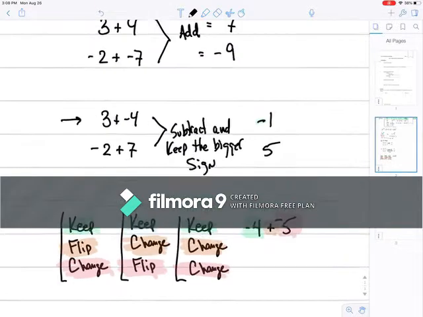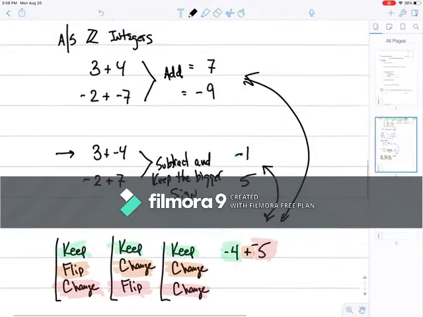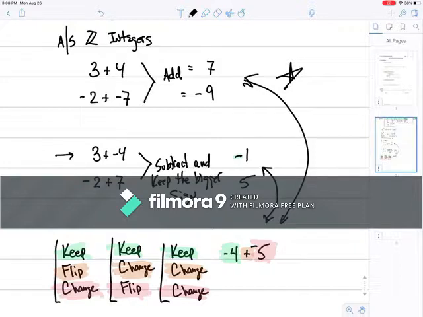And now that I've had that done, I can refer back to whichever one of the rules up above applies best. In this example, my signs are the same. So I'm going to add and keep the sign. So this becomes -9.